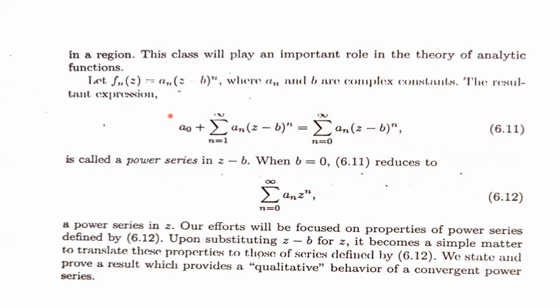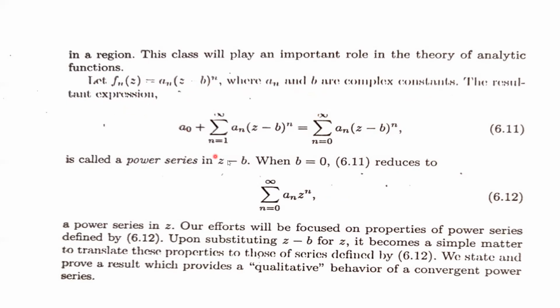Okay, and for this special form, the convergence or divergence of a series of complex functions will depend on the region in which it converges or diverges. So let us take this class of functions: f_n(z) is of the form a_n times (z minus b) to the power n, where a_n and b are complex constants.